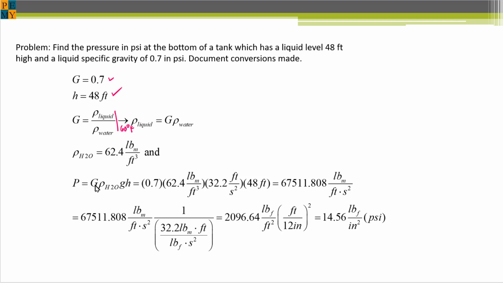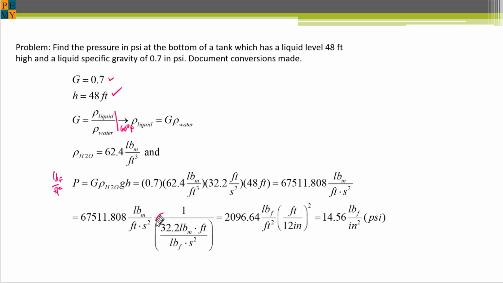So pressure is G times rho g h: 0.7 times 62.4 pounds mass per cubic foot times 32.2 feet per second squared for the gravitational constant and the liquid depth of 48 feet. Multiplying out, we have 67,511 pounds mass per foot second squared, but pressure is in pounds force per foot squared.